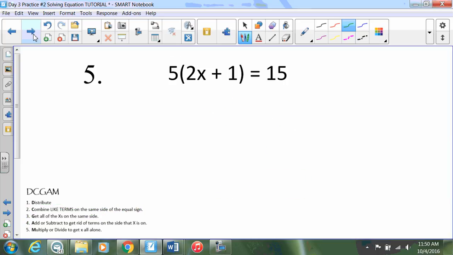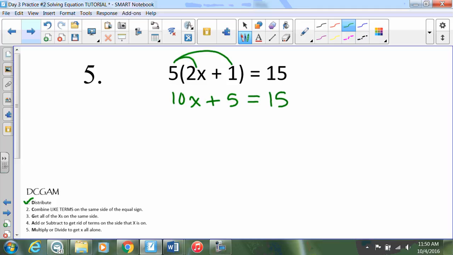Okay, this next one, yay, we can distribute. That's always the first thing we look for. Can we distribute? In this problem, we can. 5 times 2x is 10x. 5 times 1 is 5. I bring down the equal sign. I bring down the 15.